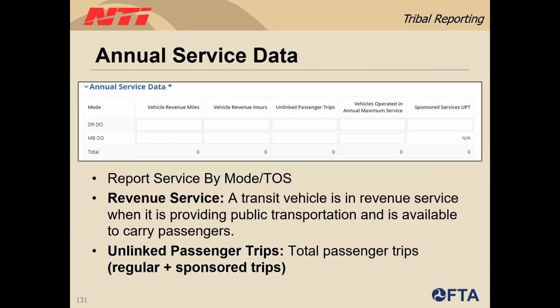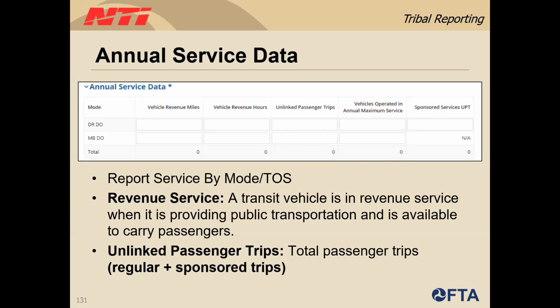The next section in the form is annual service data. When reporting miles and hours, you should only include those miles and hours in which your transit vehicles are operating in revenue service, which, as Bailey described earlier, is when vehicles are transporting passengers or have the capacity to transport passengers. Unlinked passenger trips should reflect each time a passenger boards a vehicle and should include personal care attendants who ride fare-free.